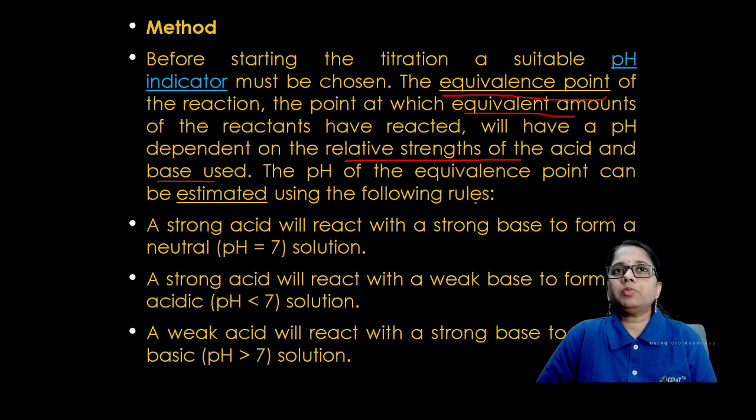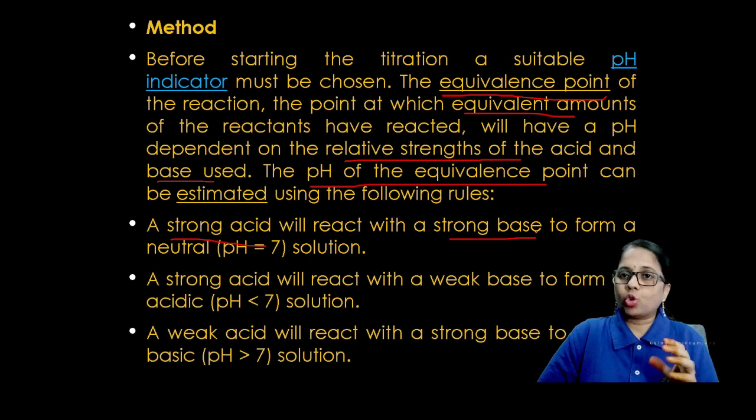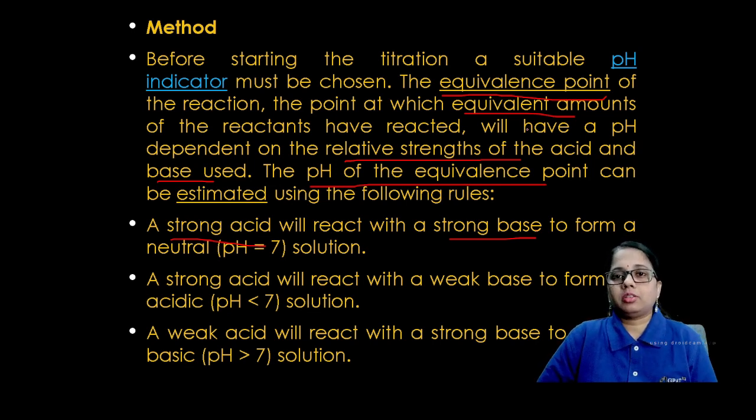So the pH of this equivalence point can be estimated by using the following types of rules. So what are those rules? A strong acid will react with a strong base. So when a strong acid reacts with a strong base to form a neutral pH, that means neutral pH, it is 7, right? So a pH 7 solution is going to be given by a neutralization reaction when a strong acid and strong base react.